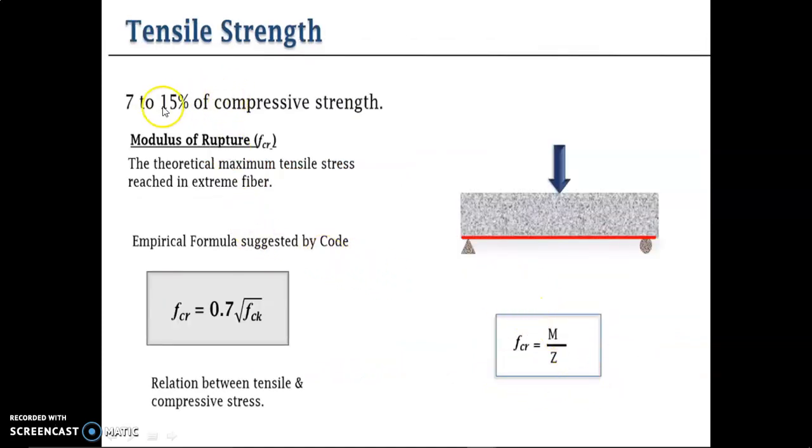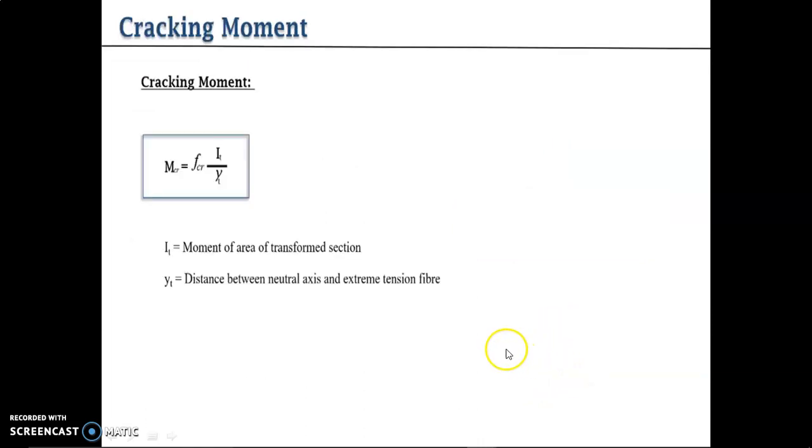Here we have to know that tensile strength is 7 to 15% of compressive strength. And here one term is called modulus of rupture, which is given in IS 456:2000. It is the theoretical maximum tensile stress reached in the extreme fiber. With the help of this formula, we find the modulus of rupture: 0.7 root fck. And this one is the cracking moment. fcr is the cracking moment, which is given as M by Z.